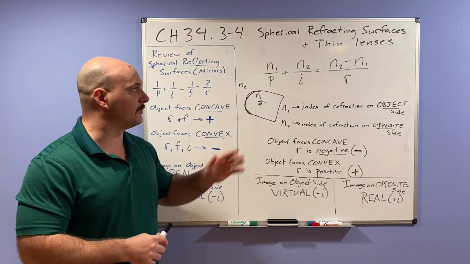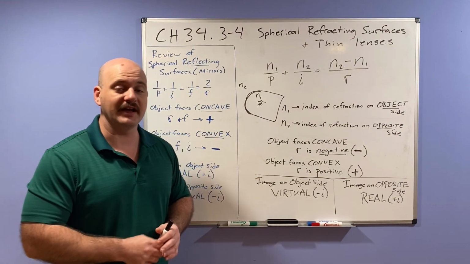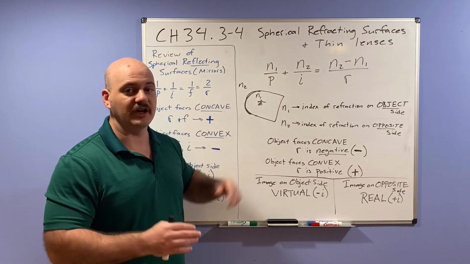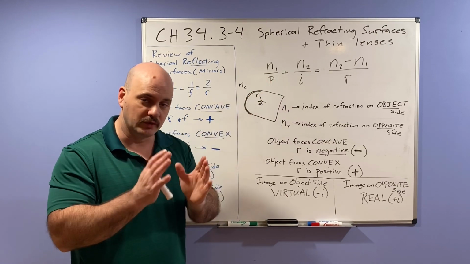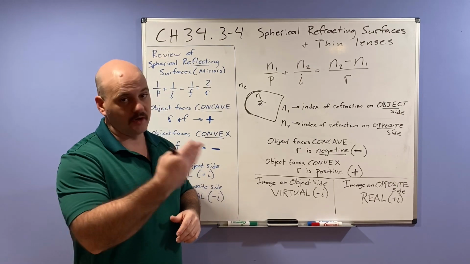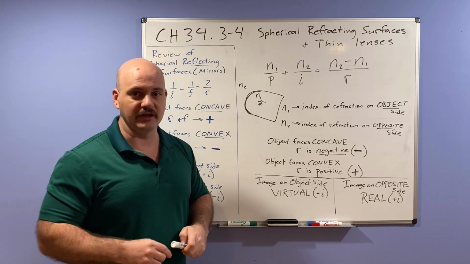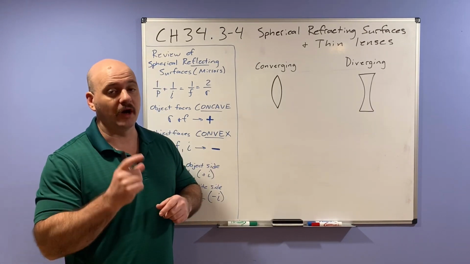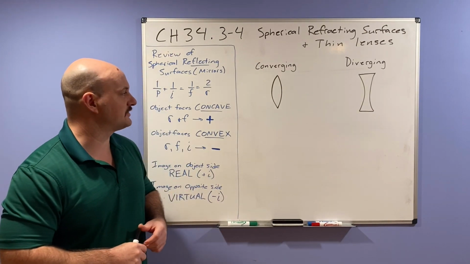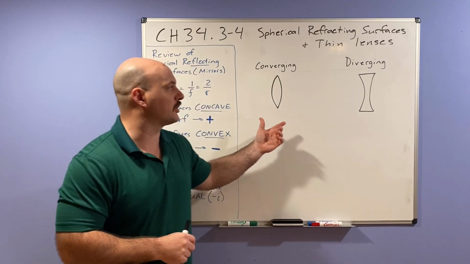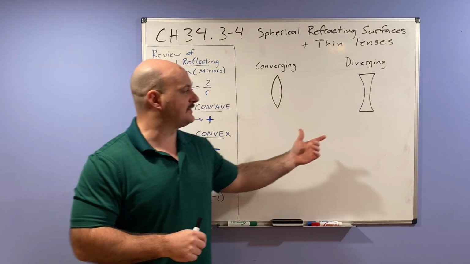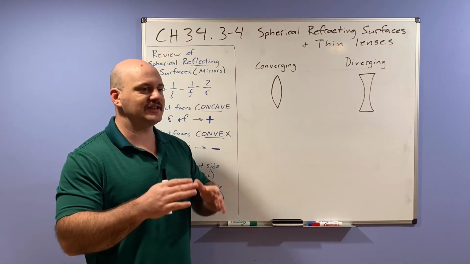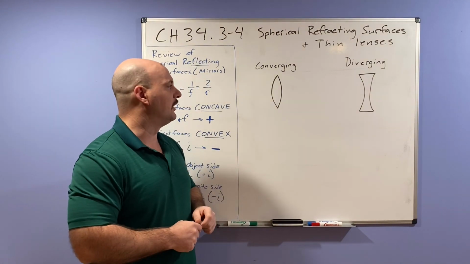And we'll talk about it a little bit more when we get to lenses. All right, so let's look at thin lenses. So this was a single refracting surface. A lens will be two refracting surfaces, one on each side. All right, so let's take a look at that. Okay, so for thin lenses, or for a double-sided refracting surface, we've got two different types. We've got a converging lens and a diverging lens.